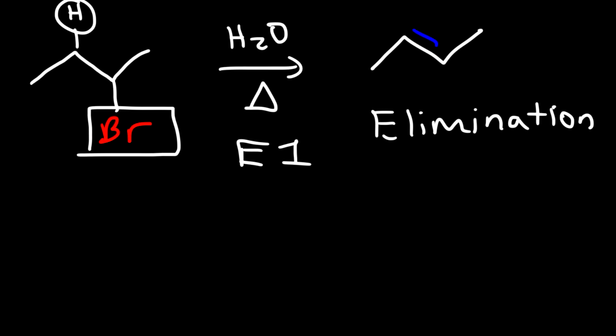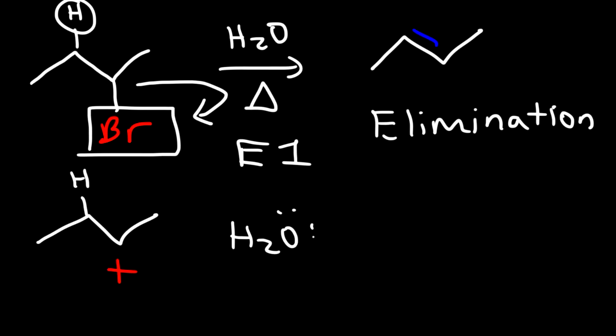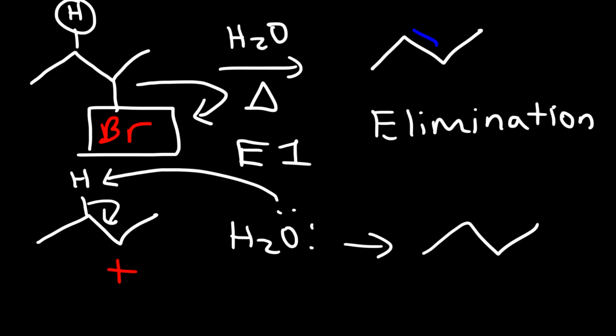Now let's go over the mechanism. So for the E1 reaction, the first step is that the leaving group leaves. And so we're going to get a carbocation intermediate. And then in the next step, the base, which is water, is going to abstract a proton, forming a double bond. And so that's how we can get the alkene. So remember, anytime you go from a single bond to a double bond, it's going to be an elimination reaction.